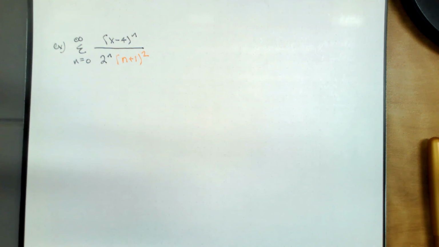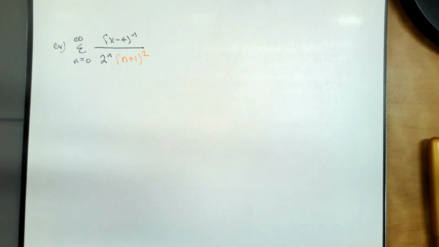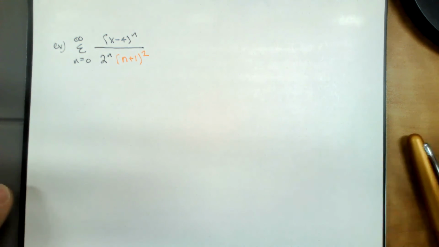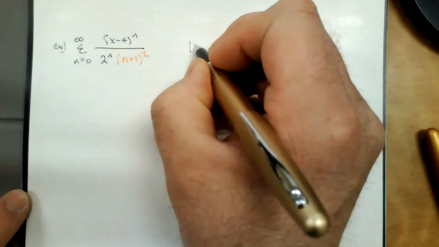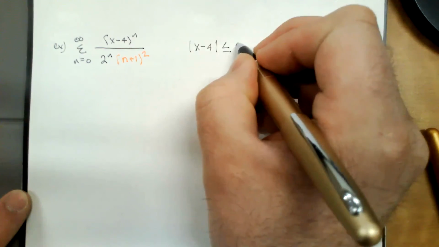So here's how the read would go. The center is at 4, from this x minus 4. Since there's a 2 to the n in the denominator and no other factorials, it looks like we're going to have a radius of 2. And since there's an n squared in the denominator, one endpoint will have a 1 over n squared that converges. And at the other endpoint, we'll have an alternating 1 over n squared, which also converges. Here, the endpoints are going to be included. So we would say that this is absolute value of x minus 4 is less than or equal to 2.